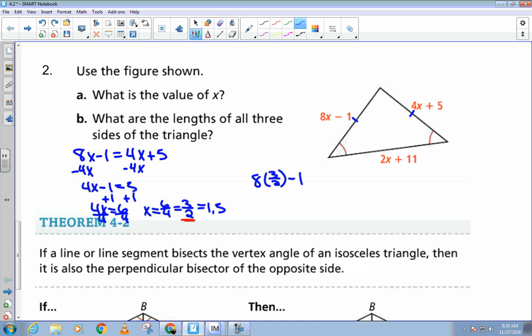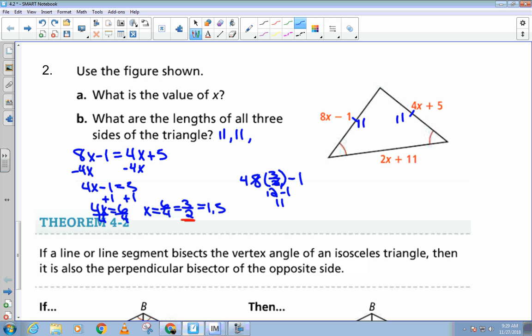Now there's some people like, oh, fractions. Well, what happens here with this 2? Will it divide evenly into 8 when you cross cancel? So this becomes a 1 and this becomes a 4, because 2 goes into 8 4 times. So 4 times 3 is 12 minus 1, which is 11. So each one of these sides is 11. Okay, so the sides are 11 and 11.